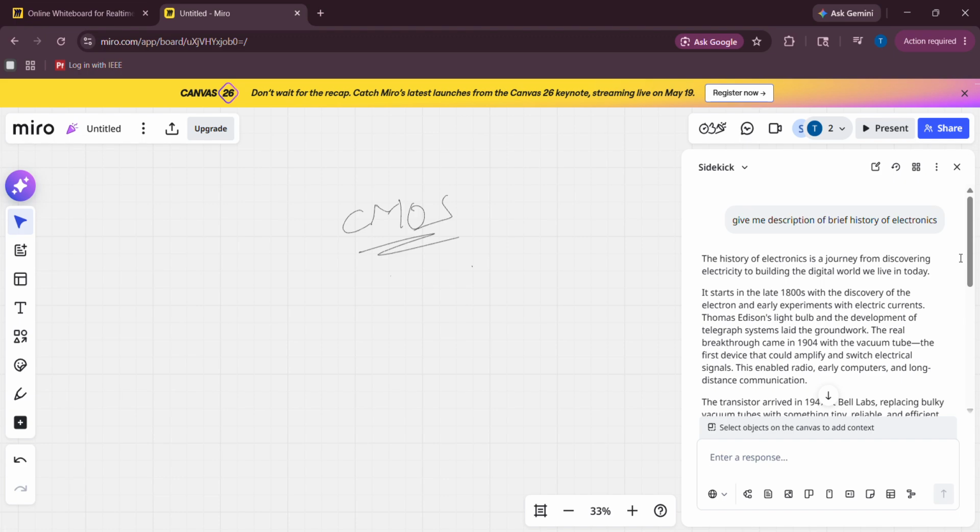What will it give? The history of electronics is a journey from discovering electricity to building the digital world we live in today. What is the history behind electronics? It's like a journey. It starts whenever electricity was found, whenever there was a current flow of charge carriers in the past years. From that day till now, we have the digital world.